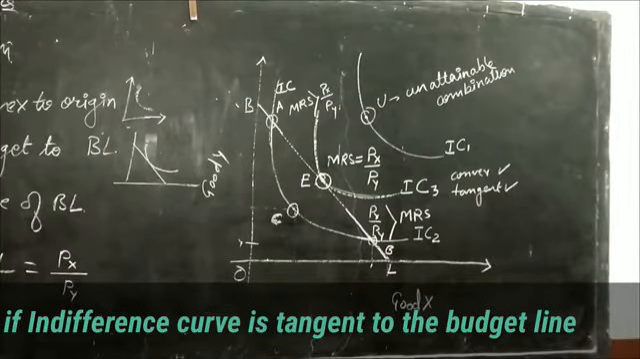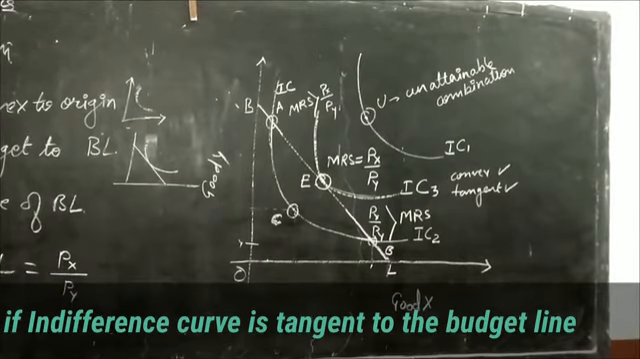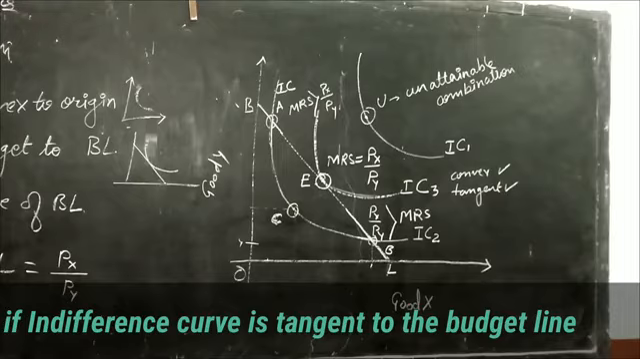The only indifference curve where the consumer is getting maximum satisfaction is IC3, because this is the curve which is fulfilling all the conditions essentially required for consumer's equilibrium or for maximum satisfaction. First one, convexity. Second one, tangency. And third one, equal slope of both curves, that is MRS and the budget line's slope Px upon Py. So we can conclude that at point E, the consumer will get maximum satisfaction with his given income.